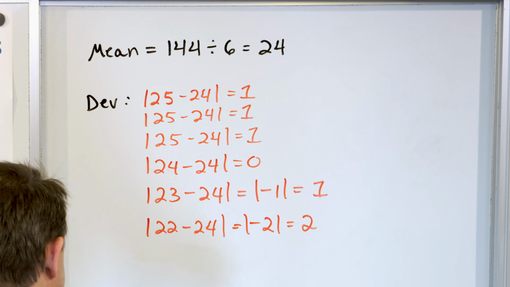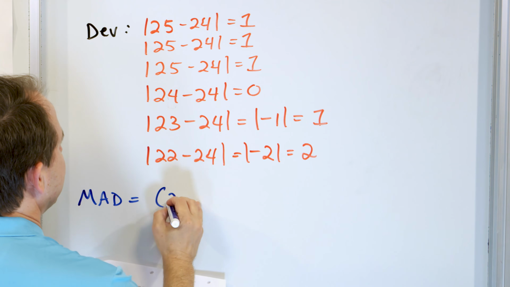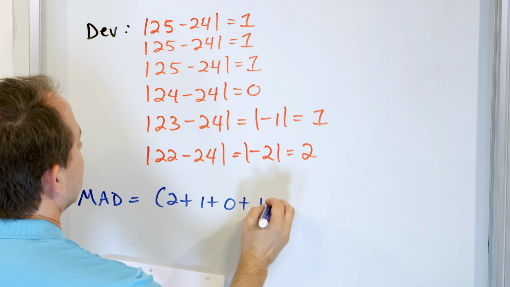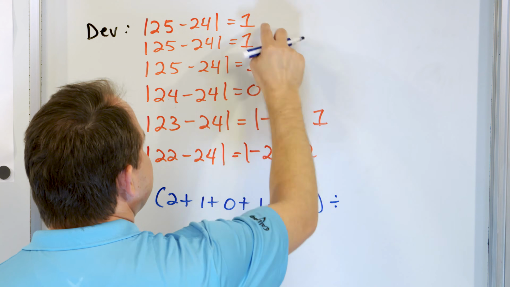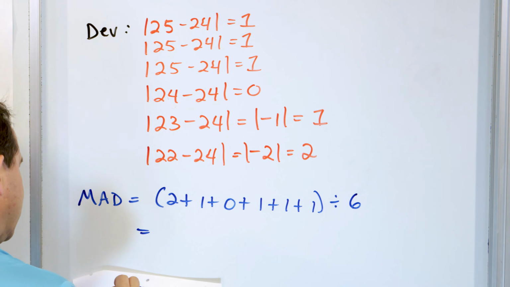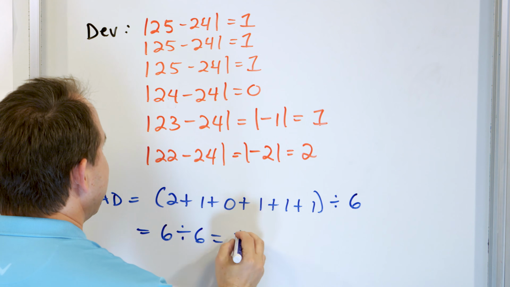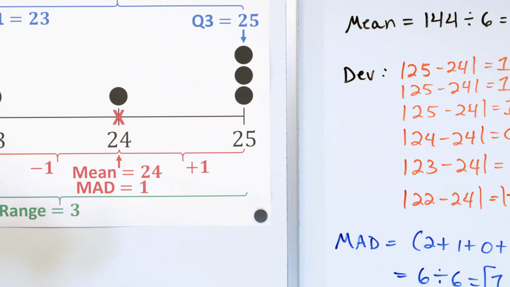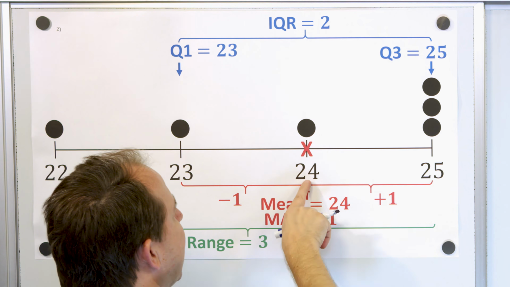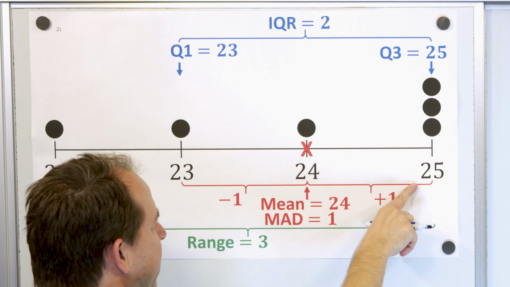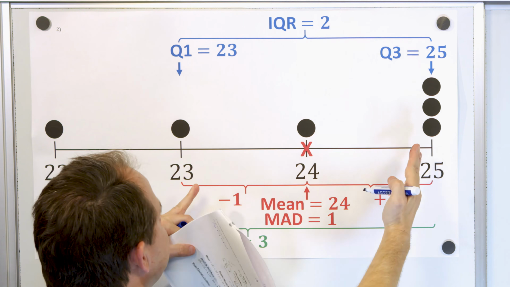So here's all these deviations, and now for the mean absolute deviation, we add them all up. 2 plus 1 plus 0 plus 1 plus 1 plus 1, and we divide by 6. What do we get when we add all of this up? We have 6, divided by 6, and so the mean absolute deviation is 1. That means that 1 unit above the mean and 1 unit below the mean, this is what the plus or minus 1 is where most of our data will lie. So between 23 and 25, the majority of our data will lie.